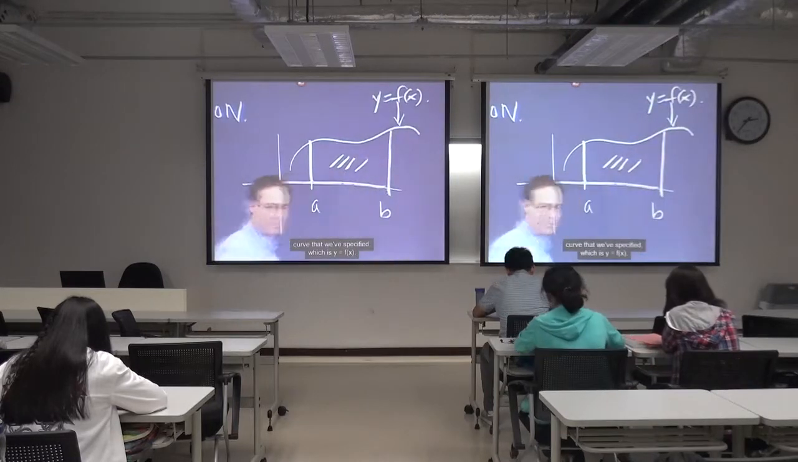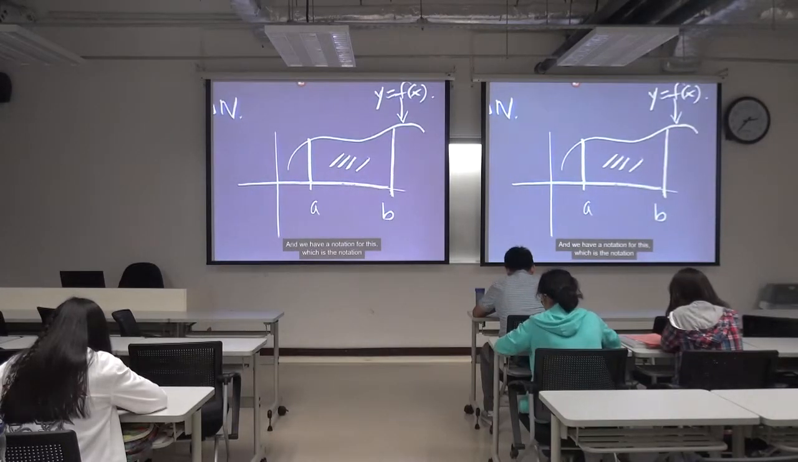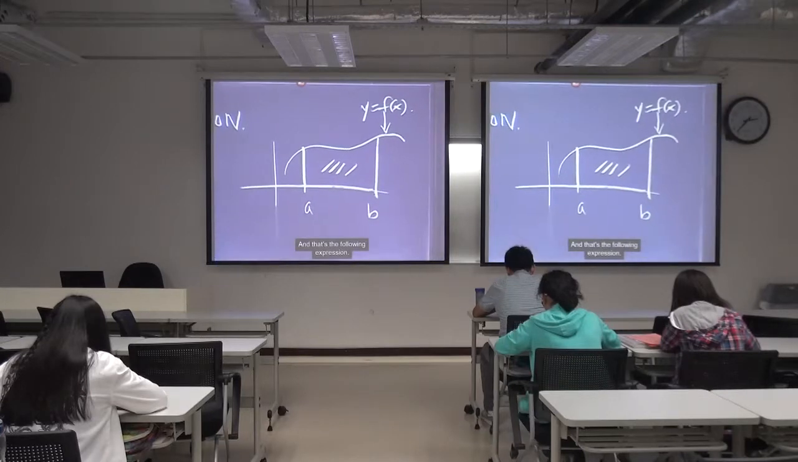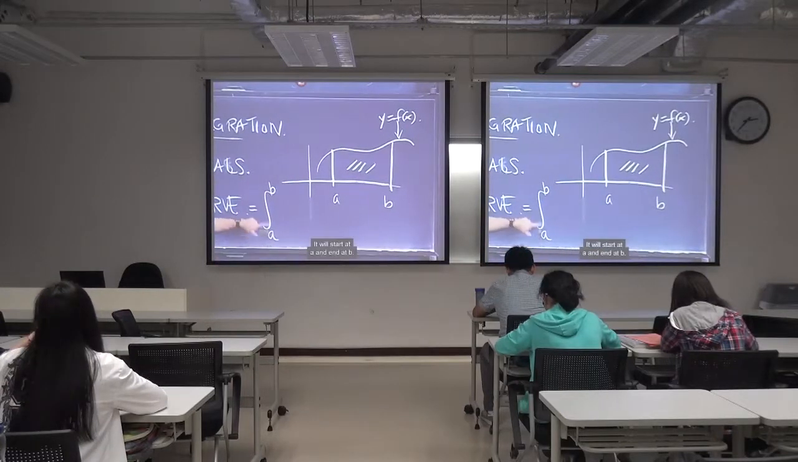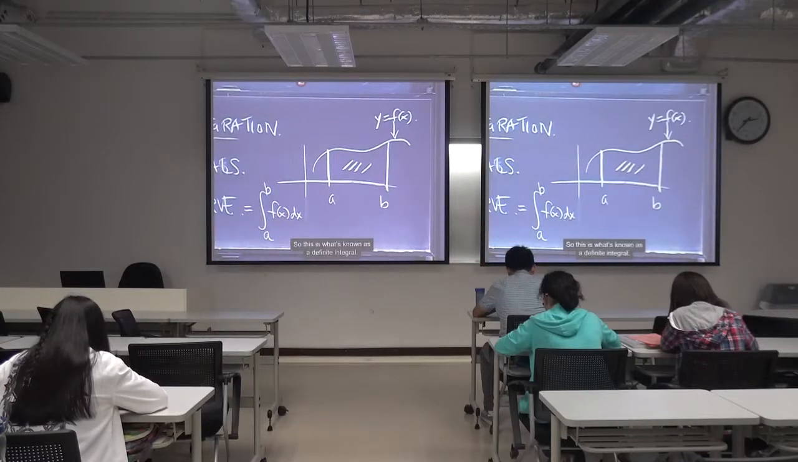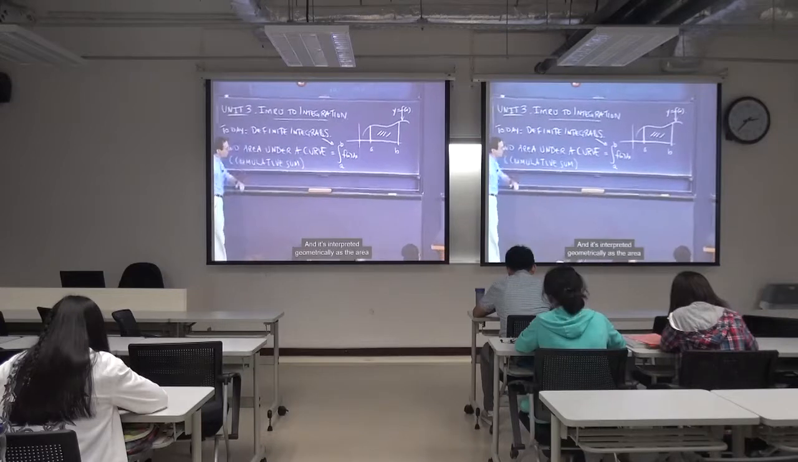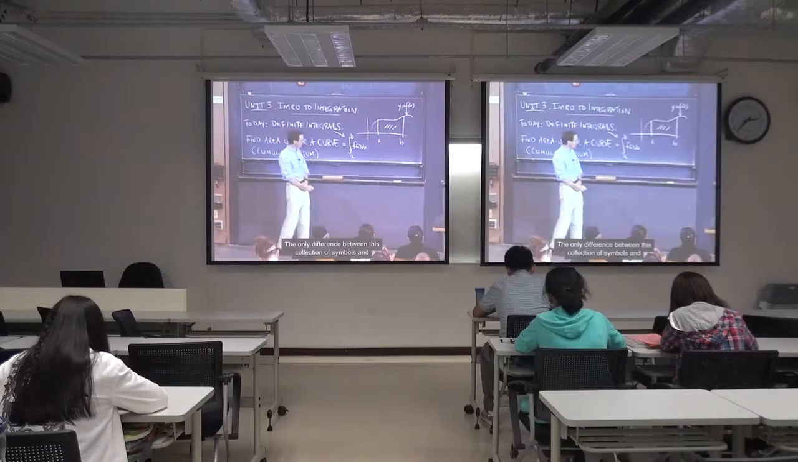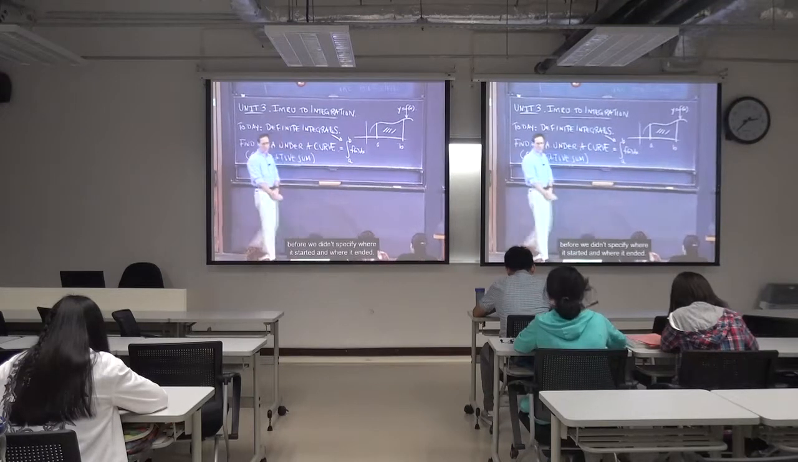We have a notation for this, which is the notation used in calculus as opposed to some geometric notation. It's called an integral, but now it's going to have what are known as limits on it. It'll start at a and end at b, and we write in the function f of x dx. So this is what's known as a definite integral, and it's interpreted geometrically as the area under the curve. The only difference between this collection of symbols and what we had before with indefinite integrals is that before we didn't specify where it started and where it ended.